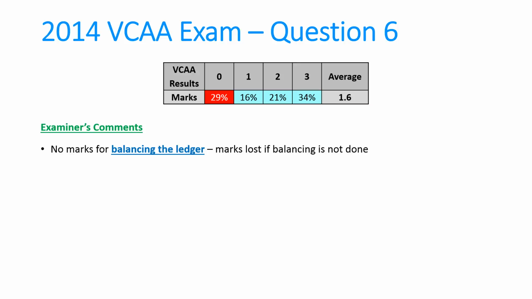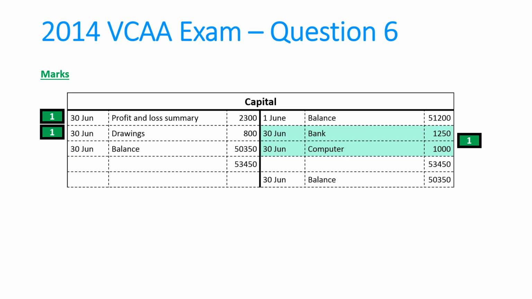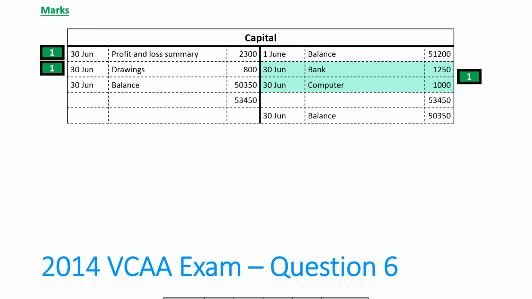Looking at the examiner's comments, they have noted specifically that even though there were no marks for balancing, if you didn't do it, you could actually still lose a mark. The total of 53,450 must be on the same line. So what do they mean by that? We're just going back to the previous slide. This number here needs to be on the same line. You can't have one on one line and one on a different line. That's not acceptable balancing procedure.